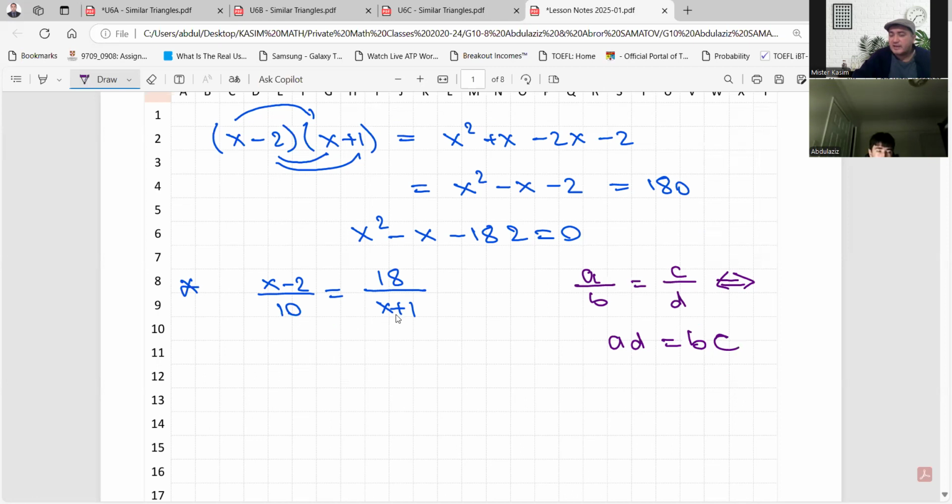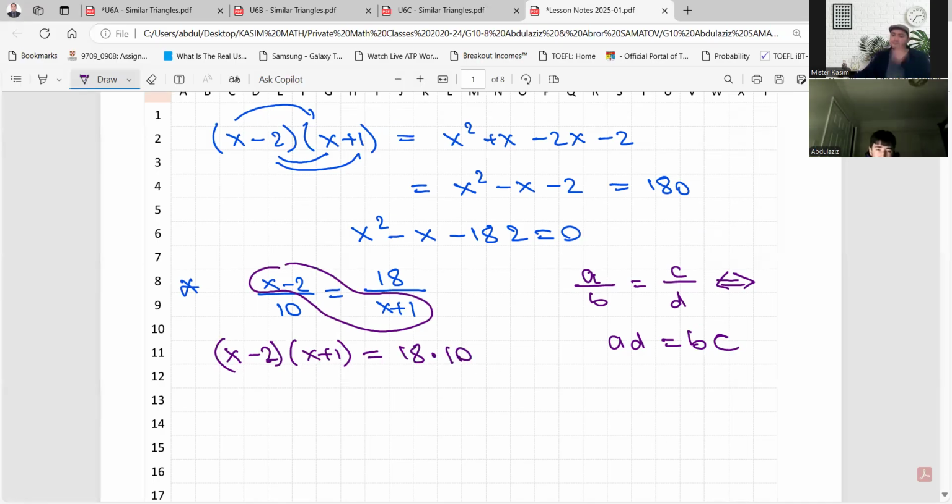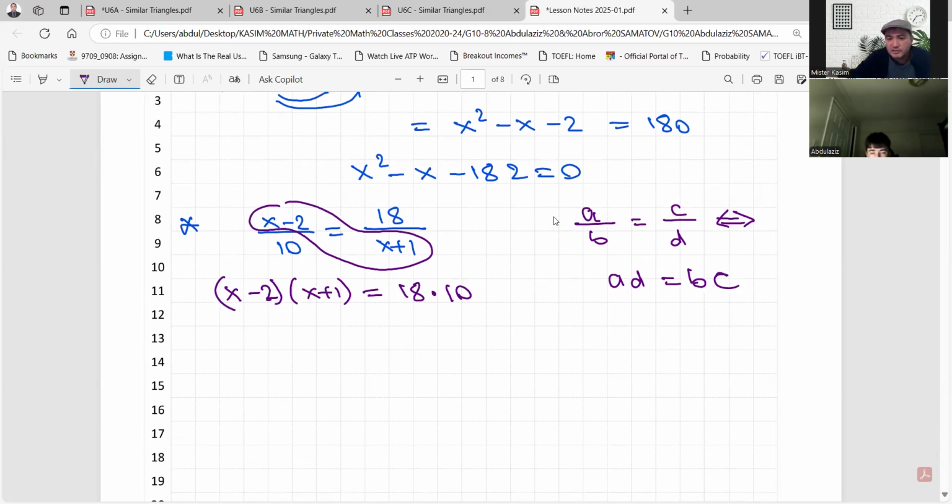You see that the expressions at the bottom go to the top across the equation. Here we have X minus 2 times X plus 1. Cross multiplication, right? And equals 18 times 10. And now we open parentheses. How do I open this? Using the distributive property again.